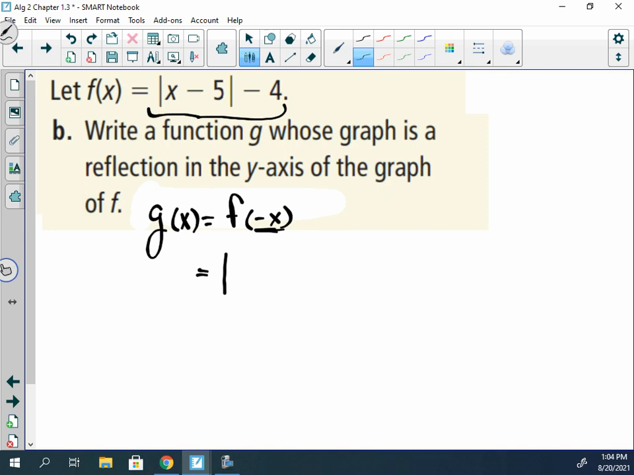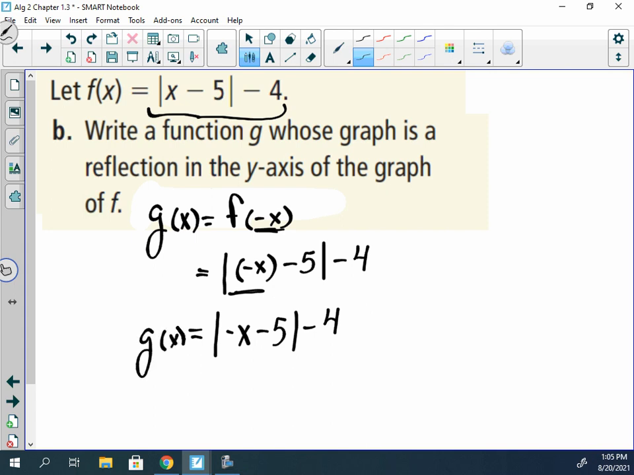So we'll have absolute value of negative x minus 5 minus 4. Well, there's nothing outside the parentheses. We don't have 2 times negative x in parentheses. It's just negative x. Since nothing is around this x in parentheses, we can just leave it as negative x minus 5 minus 4. We can just drop those parentheses. And that gives us our function g of x. And that's it. We're done.